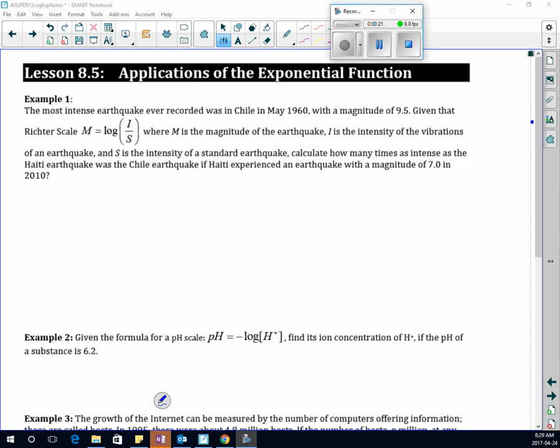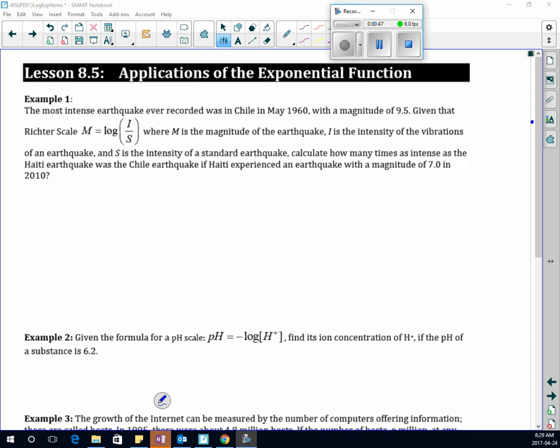Given that the Richter scale is M equals log of I over S, where M is the magnitude of the earthquake, I is the intensity of the vibrations of an earthquake, and S is the intensity of a standard earthquake, calculate how many times as intense as the Haiti earthquake the Chile earthquake was, if Haiti experienced an earthquake with a magnitude of 7 in 2010.